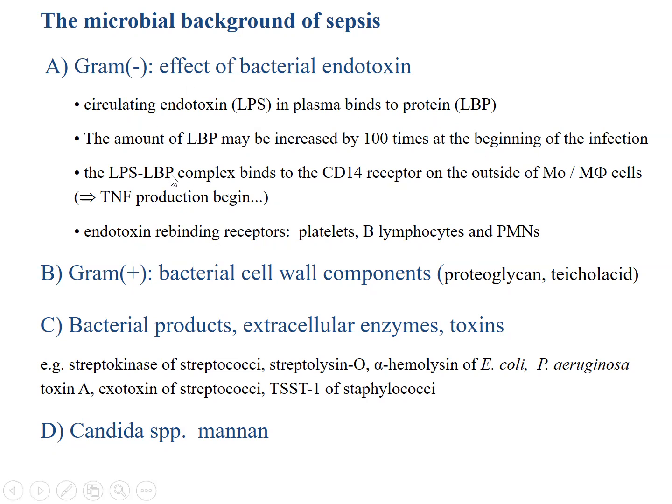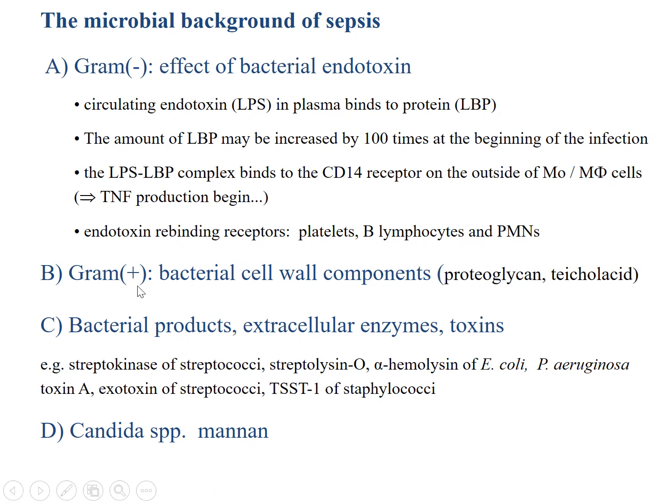And after that, the lipopolysaccharide and lipopolysaccharide-binding protein complex will bind to the special receptor on the outside of monocytes or macrophages. And then cytokine production, tumor necrosis factor production, will begin. And of course, we know of some receptors in other parts of our blood circulation system. So bacterial endotoxin is very important if the causative agent is a gram-negative bacterium.